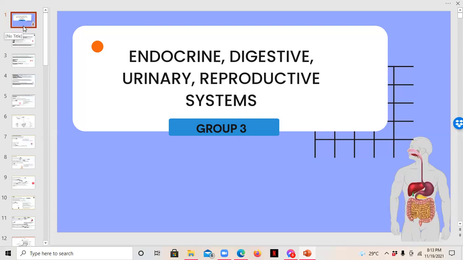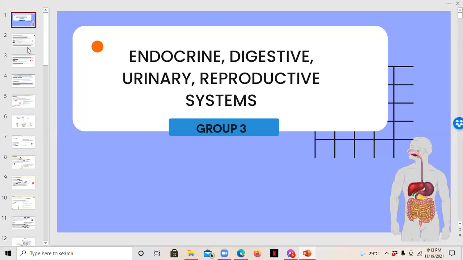Second, the human digestive system consists of the gastrointestinal tract plus the accessory organs of digestion. Digestion involves the breakdown of food into smaller and smaller components until they are absorbed and assimilated into the body.